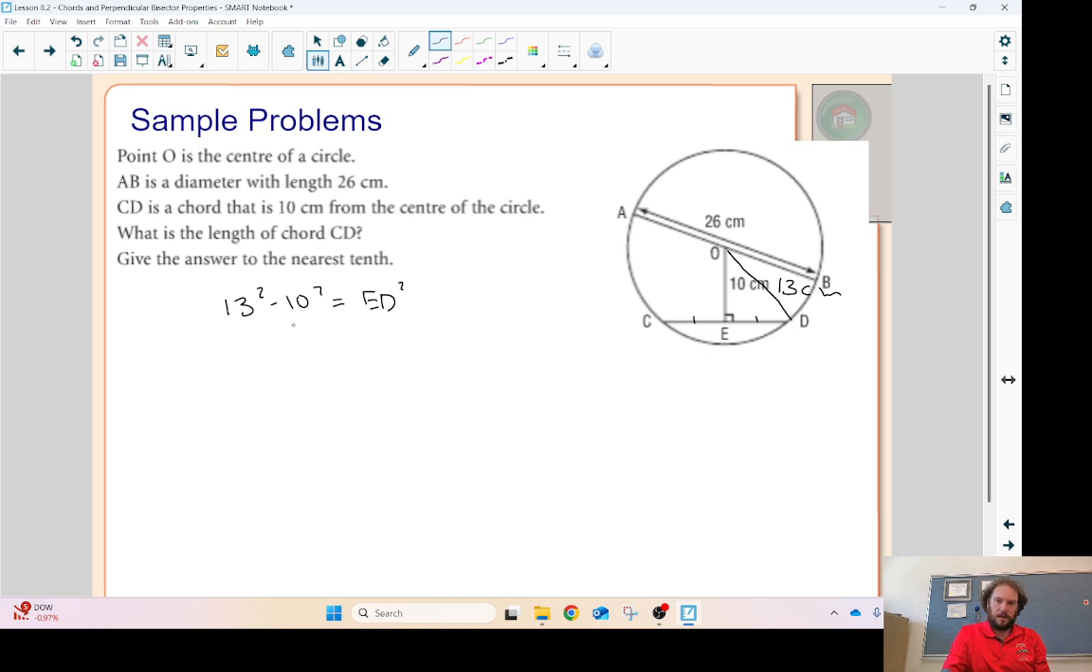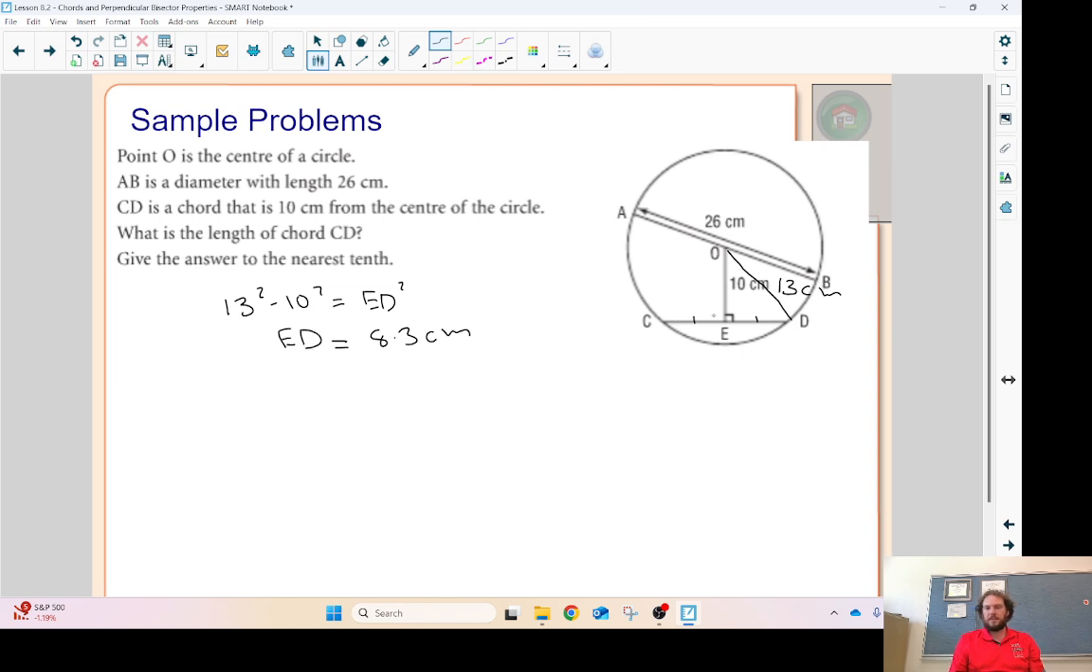So we get 169 minus 100. And then we take the square root of that, and we get 8.3 centimeters. Now, again, be careful because that is not our final answer. We're being asked to find the distance from C to D.